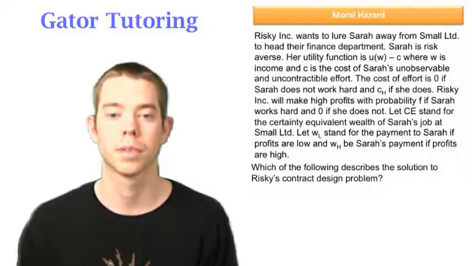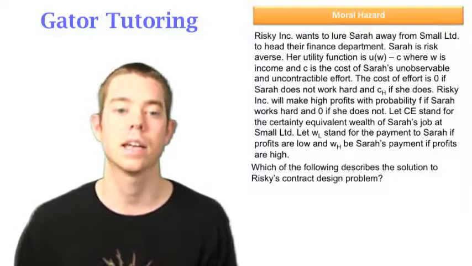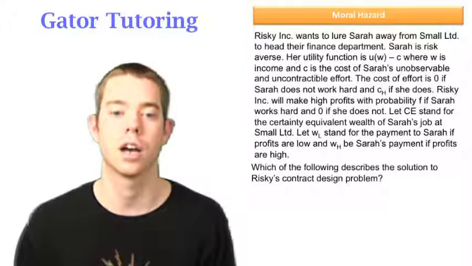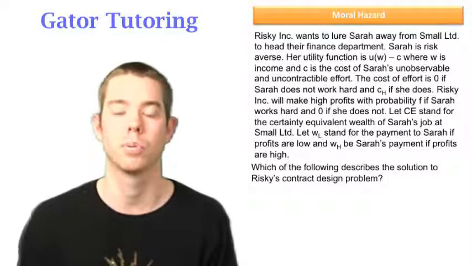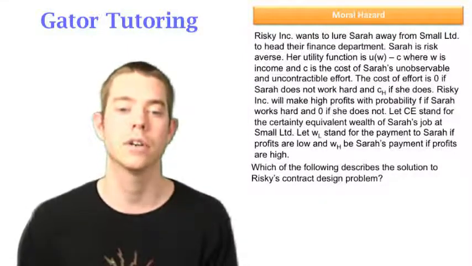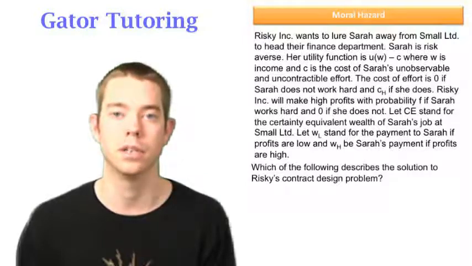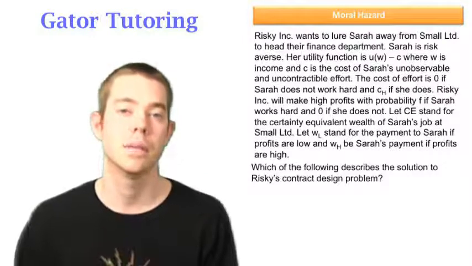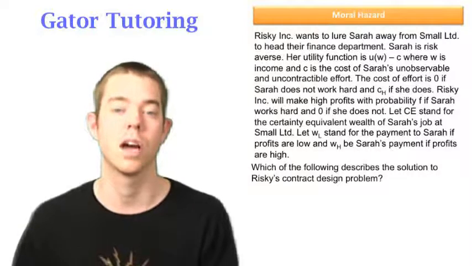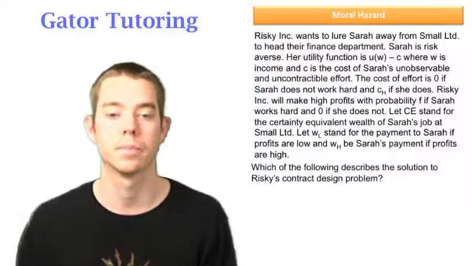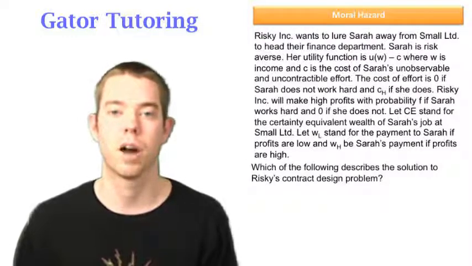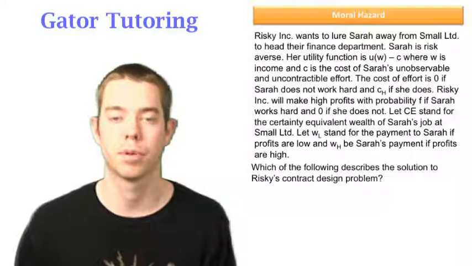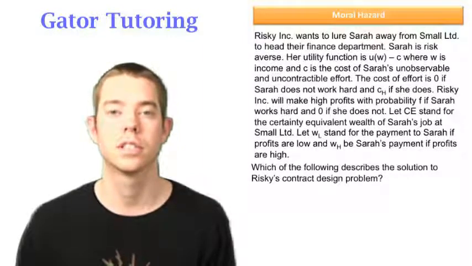It does say let CE stand for the certainty equivalent of wealth of Sarah's job at Small Limited. So CE, again, thinking back to the insurance problems, was some single amount of wealth we'd be willing to accept for our gamble. Here it literally means our reservation wage, the amount that the other job is paying Sarah right now. It then tells us to define WL as the payment if profits are low and WH as the payment if profits are high. So profit is our signal.